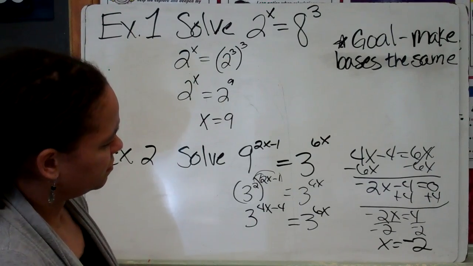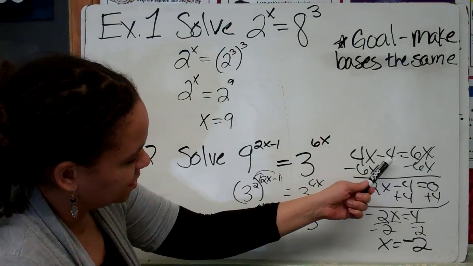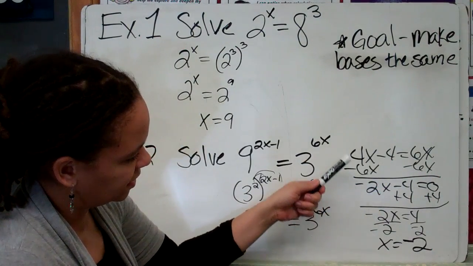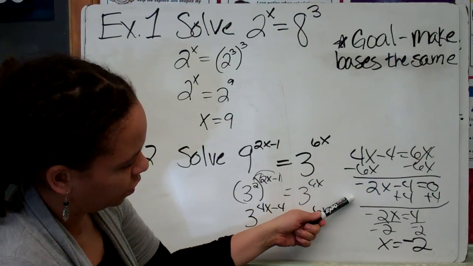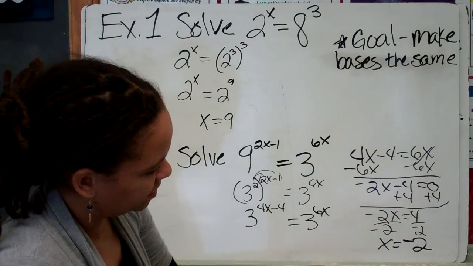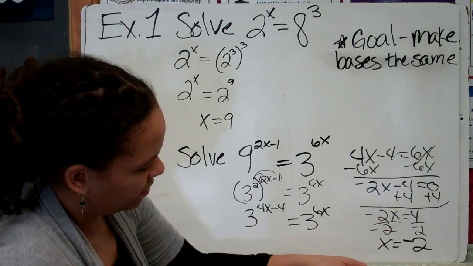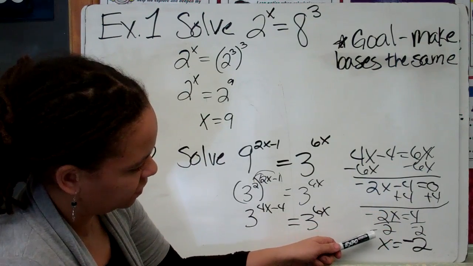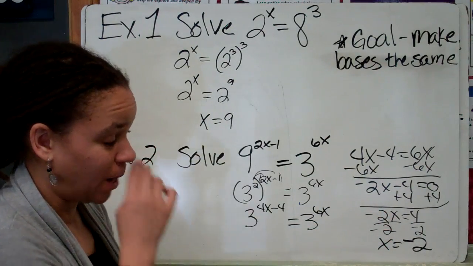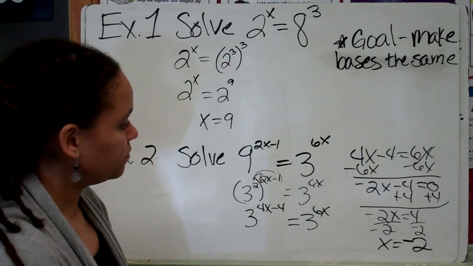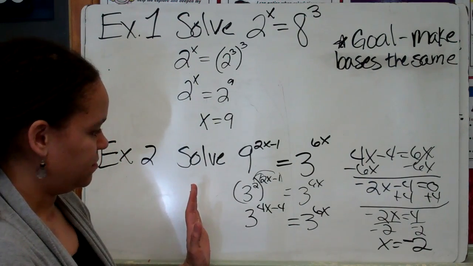Does that look right? Negative 4x, let's double check my work, minus 6x, minus 6x. 4 minus 6 is negative 2. Then I added 4 to both sides. So that got rid of that. Divide by negative 2. Is that right? Yep, divide by negative 2. x is equal to negative 2. Any questions there?